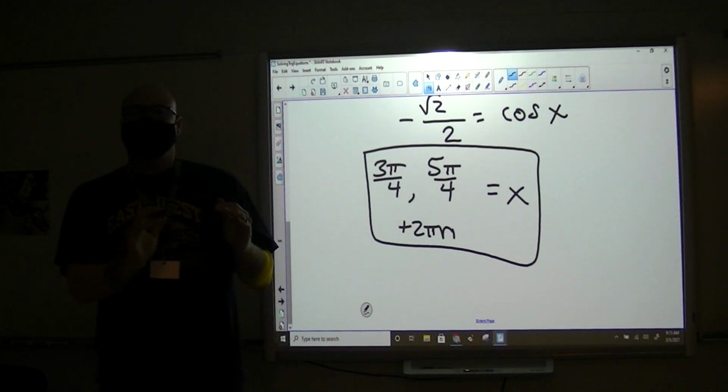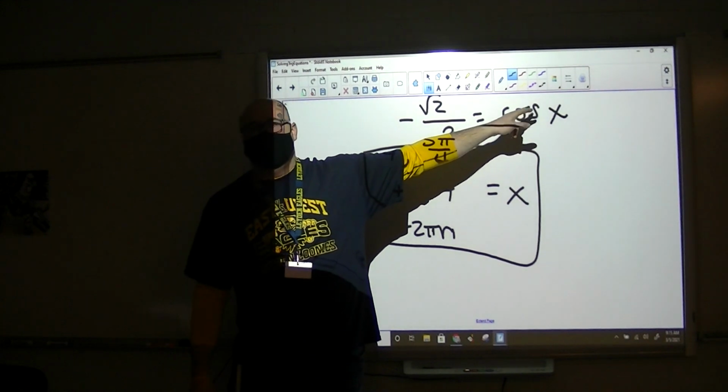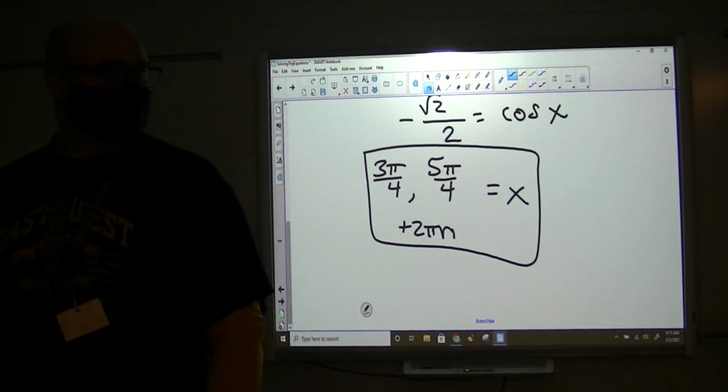Isolate the trig term, and then find the coordinate that is associated with whatever trigonometric function we're looking for. That's it.